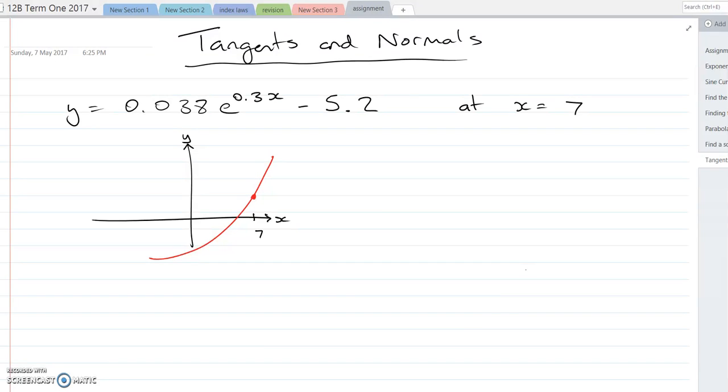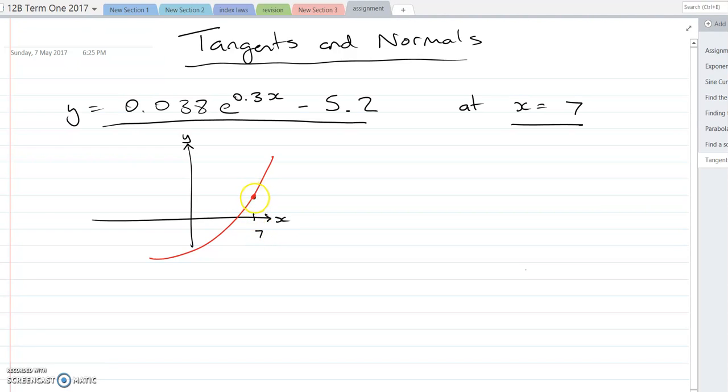Okay, finding tangents and normals. So finding tangents and normals, you need an equation to start with. In this example, I've got an exponential equation. And you need a value of x, where the point you're going to find the normal and the tangent. Here's an example of what my graph might look like.